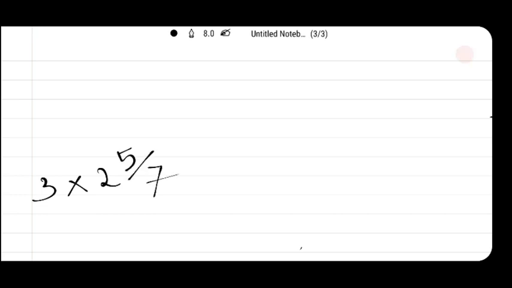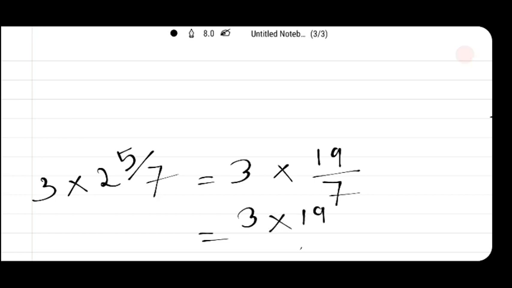So here we have to first convert 2 whole 5 upon 7 into an improper fraction because it is a mixed fraction. So it should be converted into 19 upon 7. Now we can simply multiply the whole number and the numerator, upon the denominator which remains the same. 19 3s are 57 upon 7 is your answer.